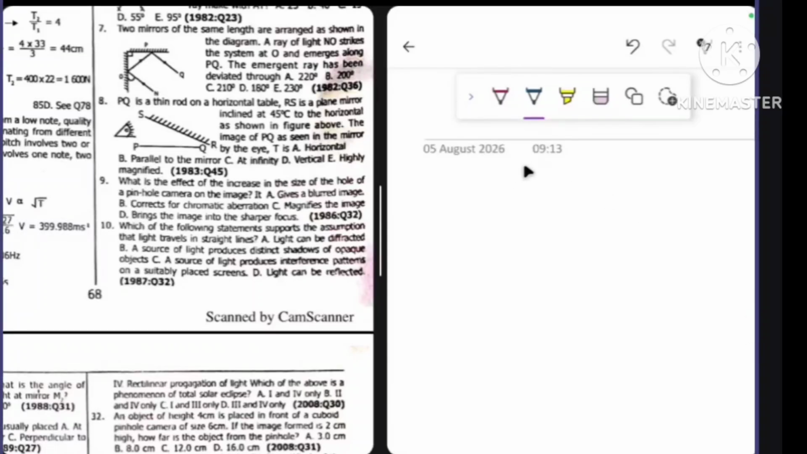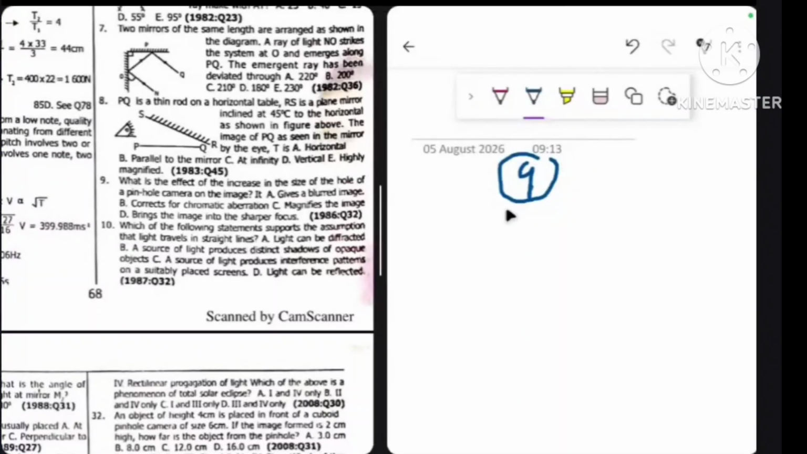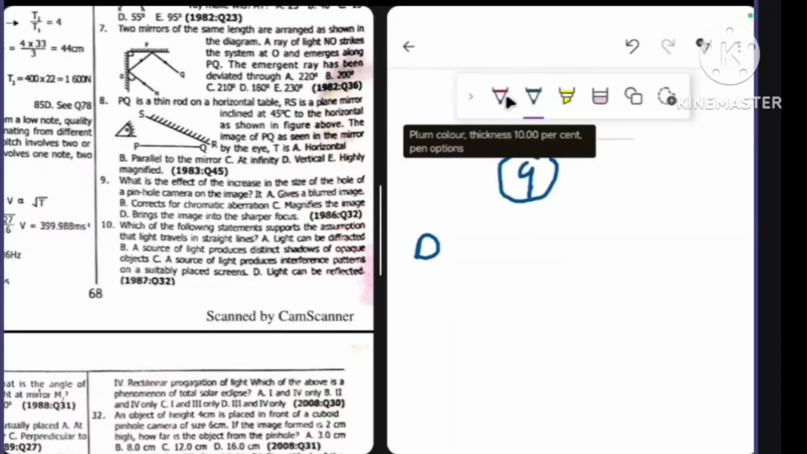Okay, I said question 9. I'll write it here. Question 9 says, what is the effect of the increase in the size of the hole of a pinhole camera on the image? Does it give a blurred image, correct for chromatic aberration, magnify the image, or bring the image to a sharper focus? Okay, we have D. Somebody said D. Who else?